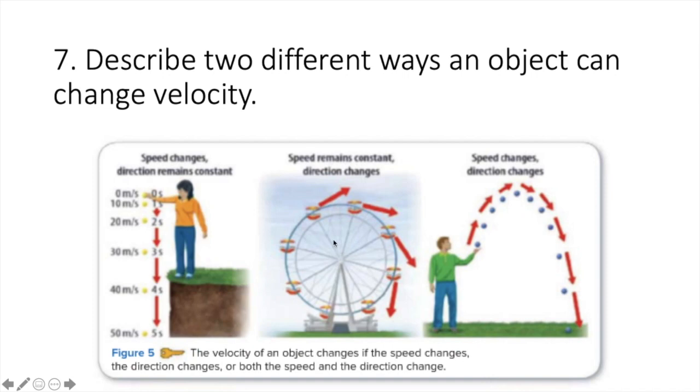The Ferris wheel is a case where the speed is constant, but the direction is changing. And the ball being dropped, speed is changing, but direction is constant. In each of these cases, it's a change in velocity.